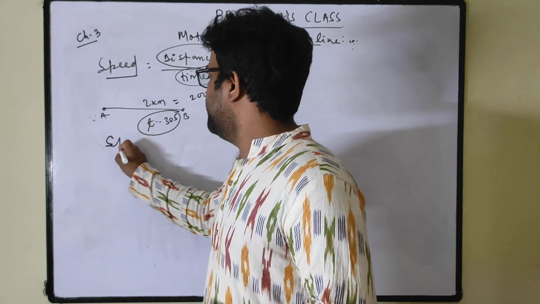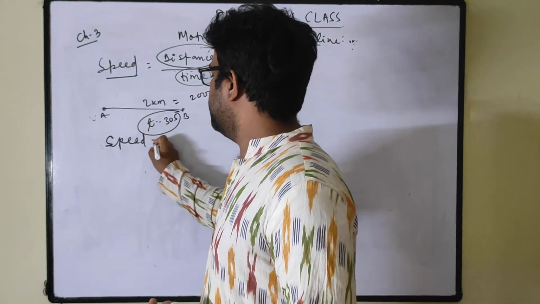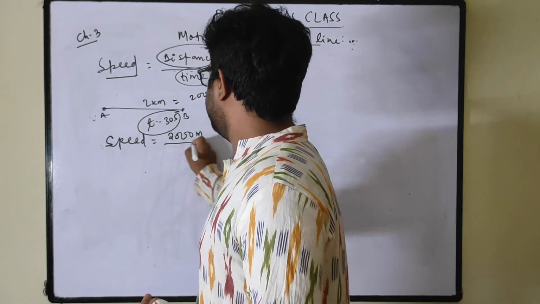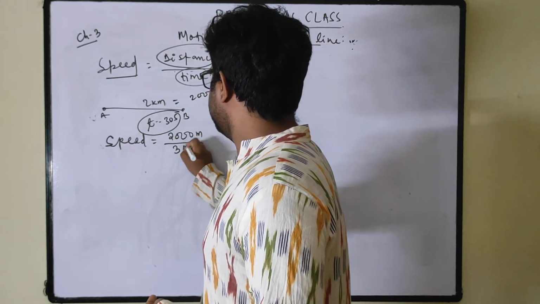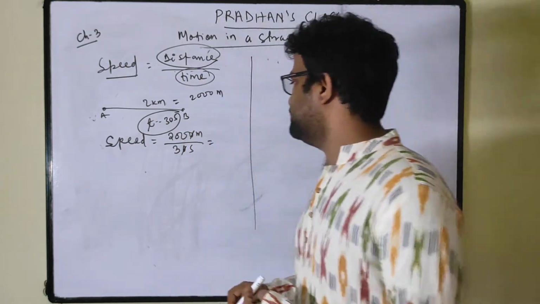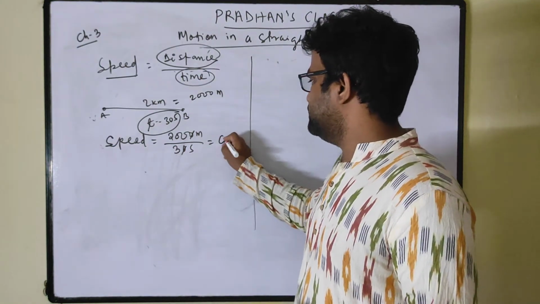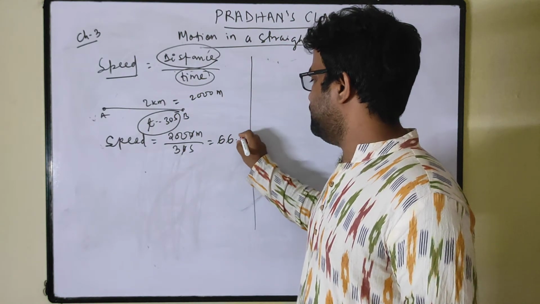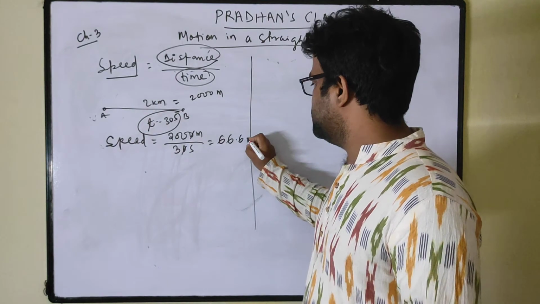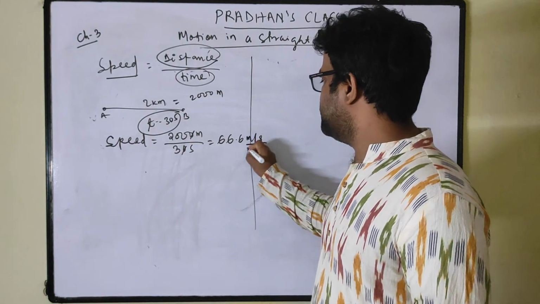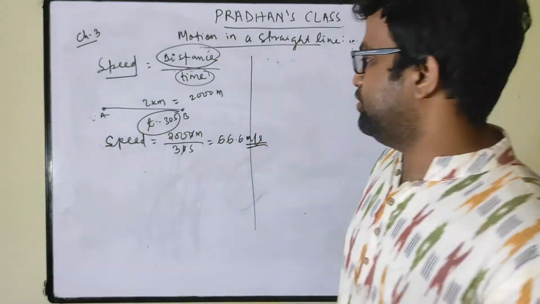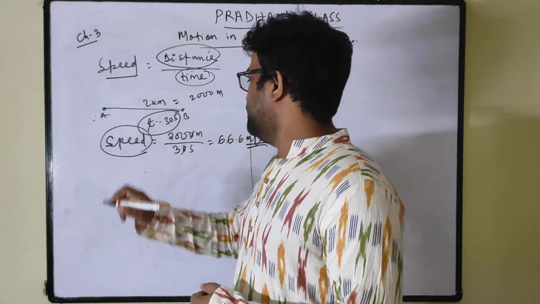So what will be speed? In this case, speed will be distance, 2000 meter, divided by time, 30 seconds. So now this is 200 by 3. So this will be 66.66. It will go on like this. Okay. So meter per second. What is the unit? Meter per second is the SI unit of your speed, right?